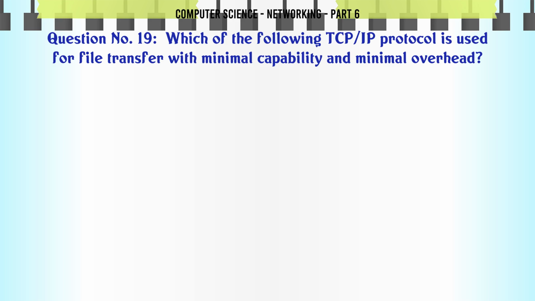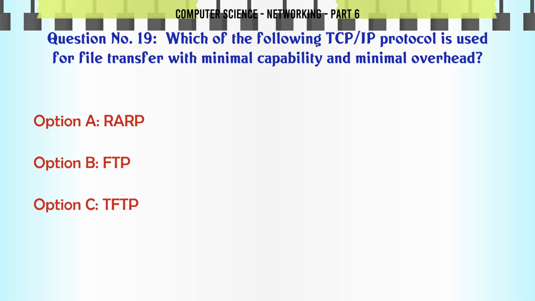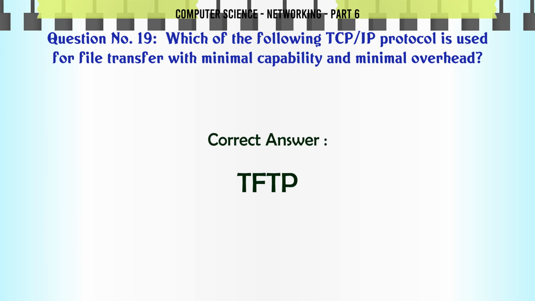Which of the following TCP/IP protocol is used for file transfer with minimal capability and minimal overhead? A. RARP. B. FTP. C. TFTP. D. Telnet. The correct answer is TFTP.